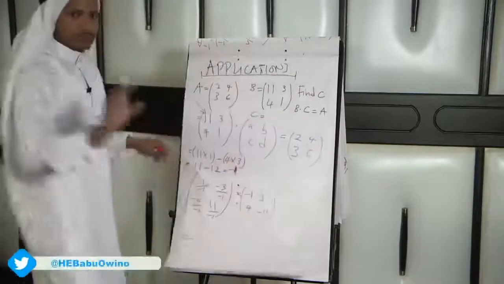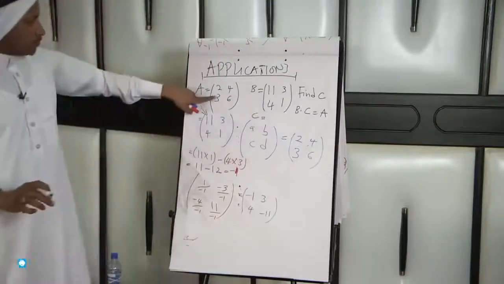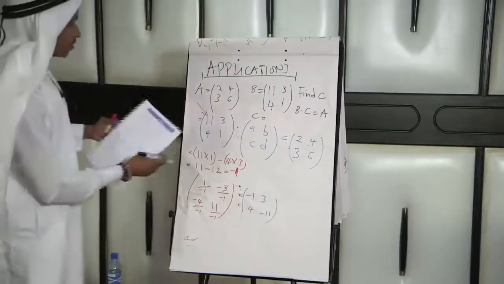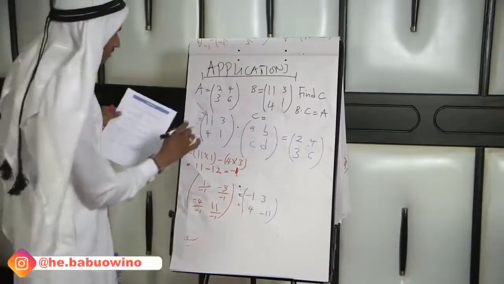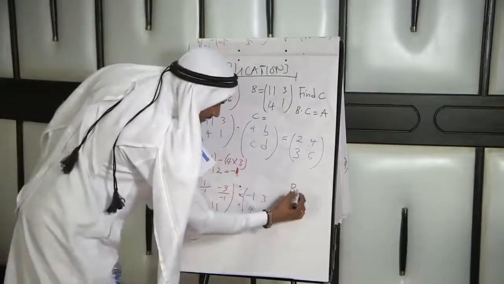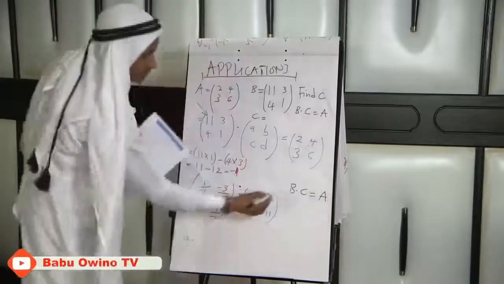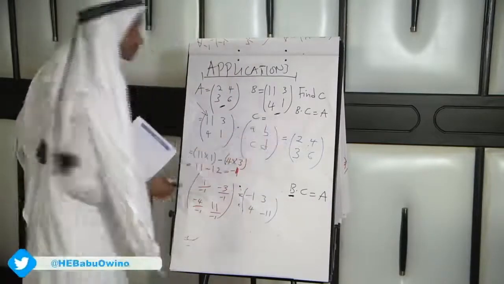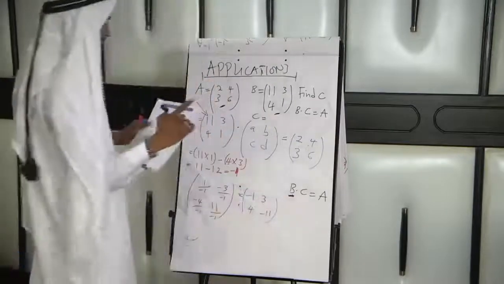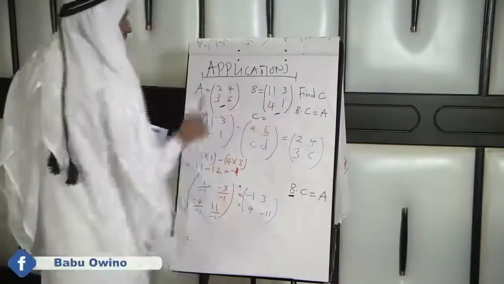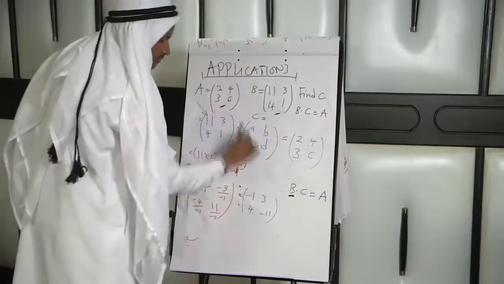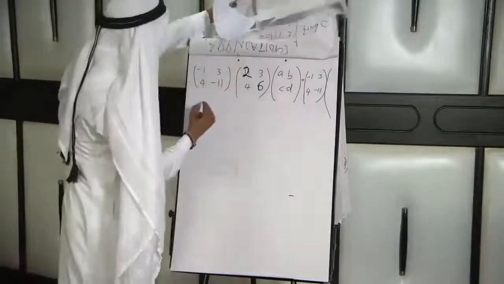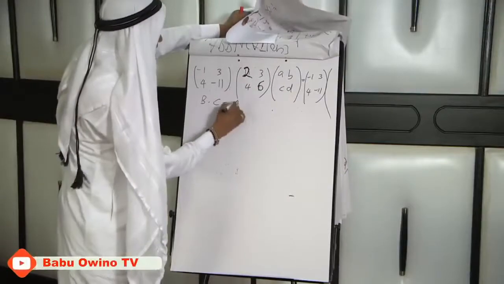Good. Class, concentration, concentration. We got the inverse. We got B times C. Class, concentrate here, please. B times C equals A. Therefore, what we pre-multiply with is the inverse of B, not the value of A. We have already gotten the inverse of B, so we pre-multiply it by B. Don't move, just where it is. So it is B times C equals A.